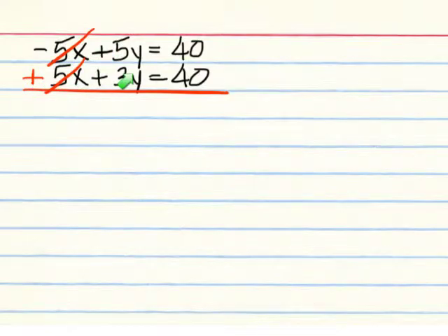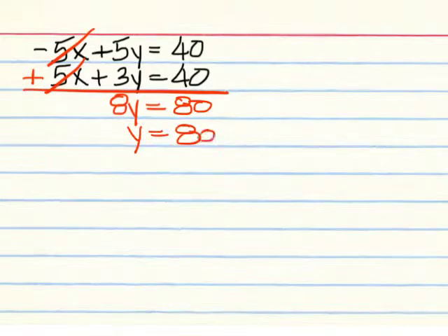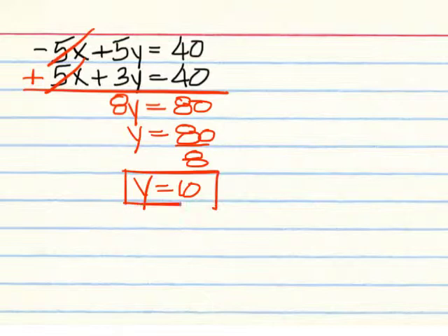5 plus 3 is 8. 40 plus 40 is 80. And from there you divide by 8. Answer is 10 for y.